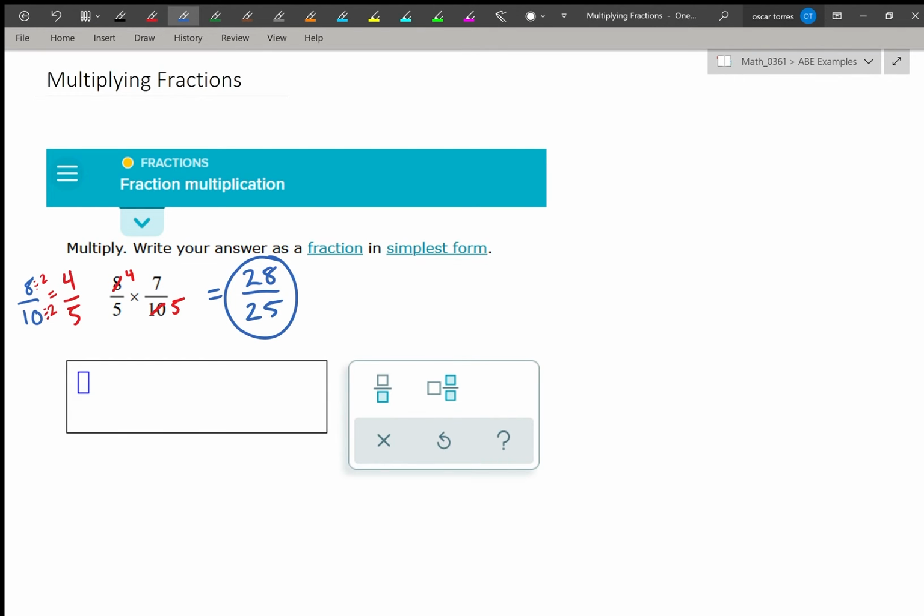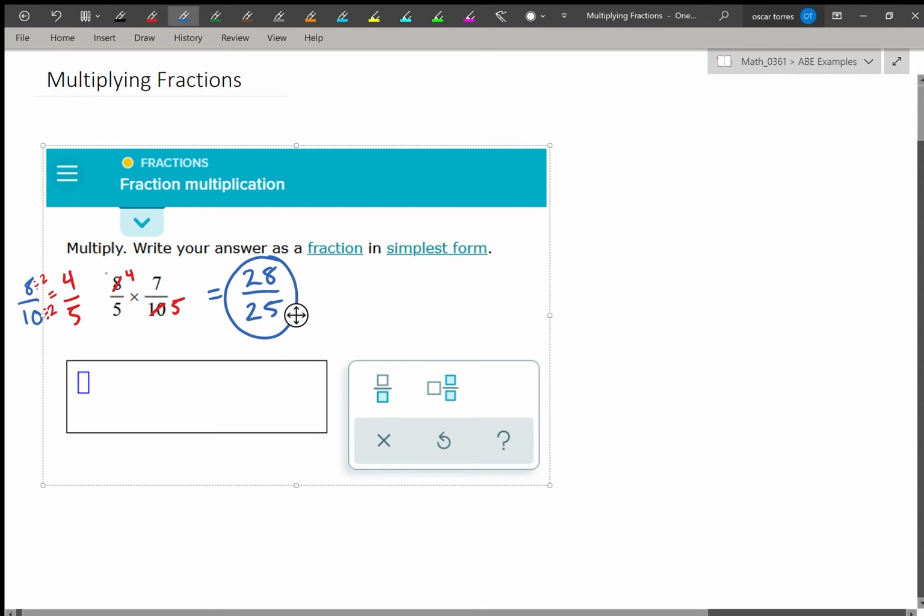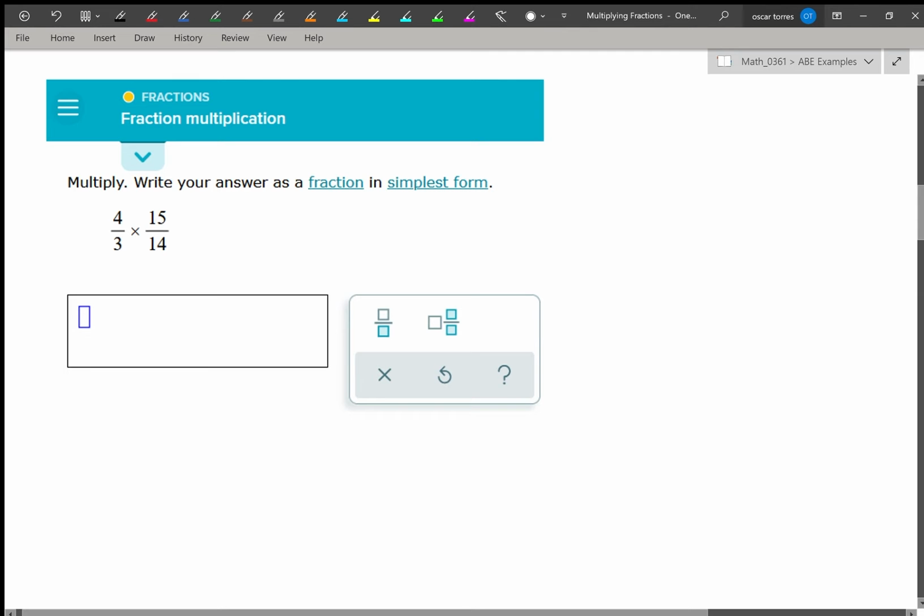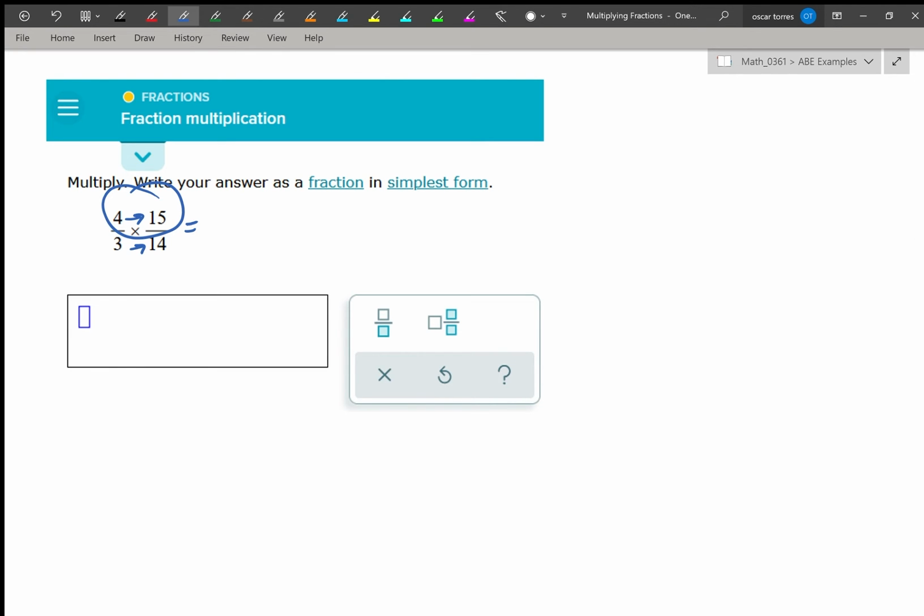So we're going to carry on this idea of simplifying the diagonals for the remaining problems. For this problem, we can approach it the lazy way by just multiplying left and right. The problem with this is that we're left with really large numbers, which we can work with if we really wanted to. We can do 4 times 15, and that would give us 60.